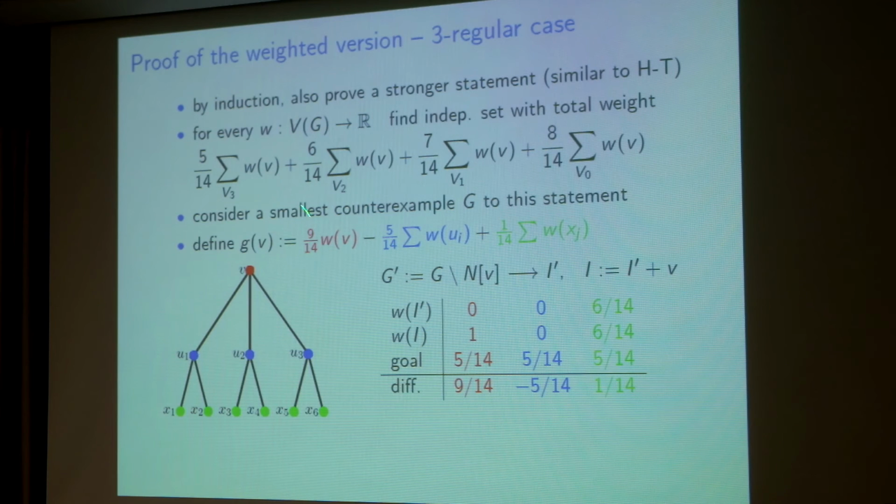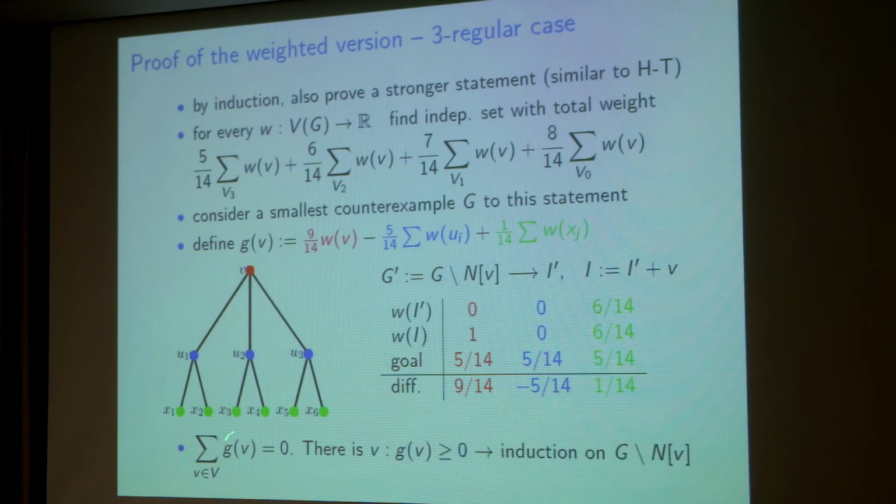On the other hand, the formula says I should get 5 over 14 contribution for every vertex U1, U2, U3, but I put there only 0. So I'm missing 5 over 14 for each such vertex. And on the other hand, from the induction hypothesis, I saved 1 over 14 on each vertex x1 up to x6, but in my original graph G, I don't need this excess of 1 over 14, so it's again playing in my favor. So in particular, if I would find a vertex V where GV is non-negative, I would use the induction on vertex V, and I would be fine.